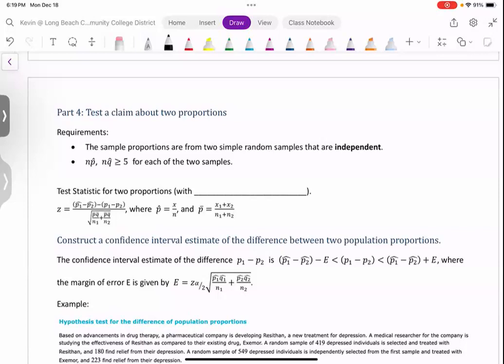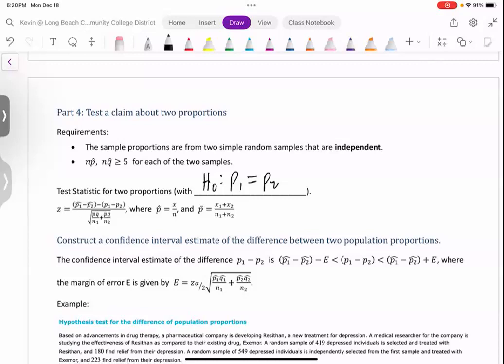All right, the samples have to be independent, simple random samples. The np hat and q hat have to be bigger than 5. And our null hypothesis is going to be p sub 1 equals p sub 2. So we're going to assume that the two proportions are the same. Remember, a proportion is like a percent. And you can see all of this information here.